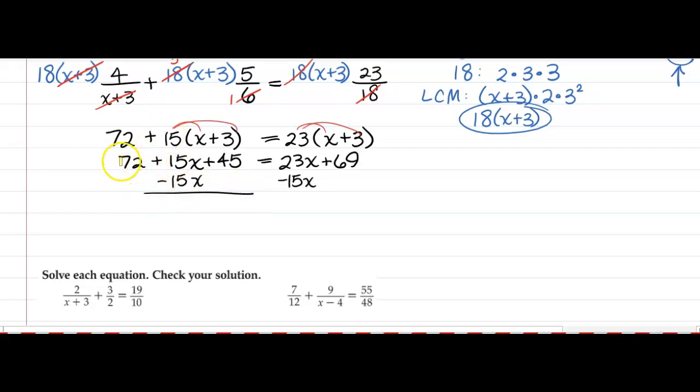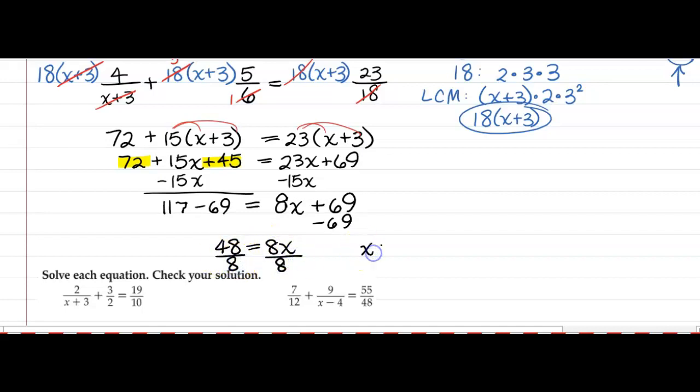On this side, 72 and 45 can combine together, and when I do that, I get 117. Right here, I have 8x plus 69. Subtracting 69 from both sides, I now have 48 equals 8x. Dividing by 8, x equals 6.